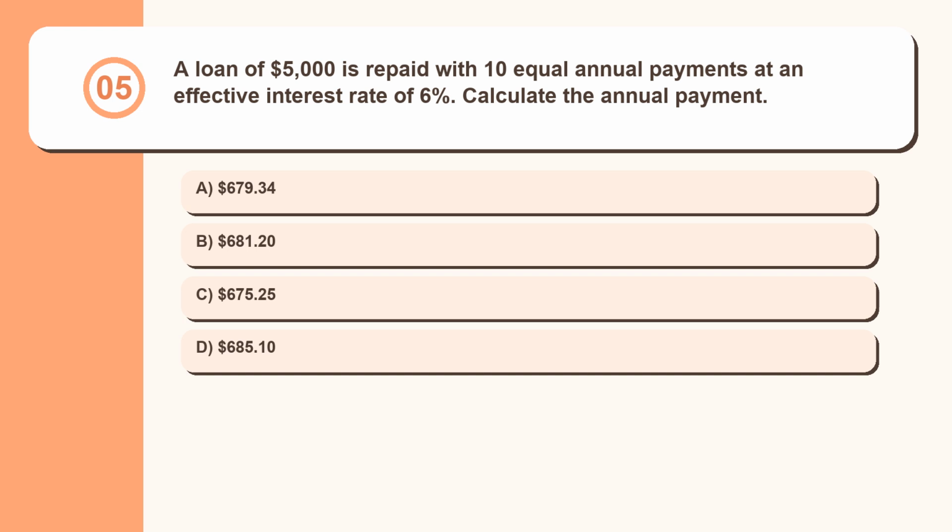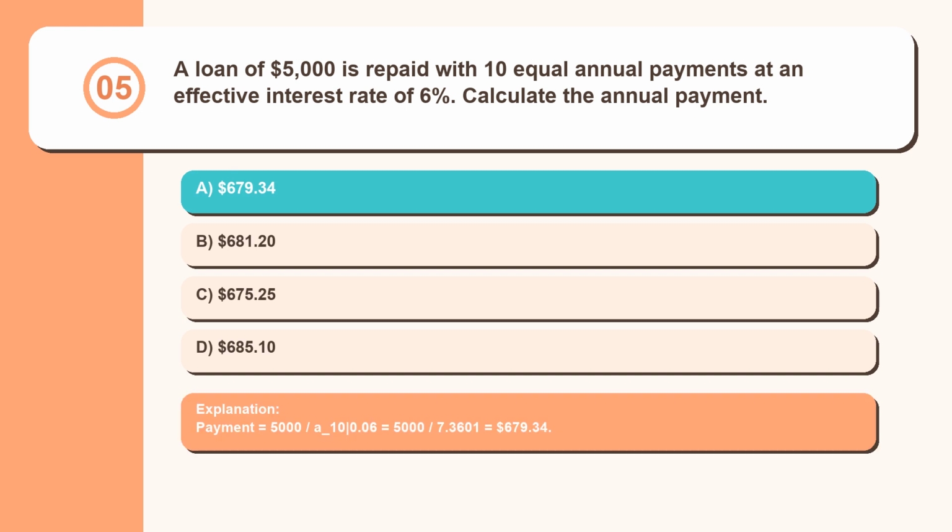Question 5. A loan of $5,000 is repaid with 10 equal annual payments at an effective interest rate of 6%. Calculate the annual payment. $679.34, $681.20, $675.25, $685.10. Payment equals 5,000 divided by a-angle-10 at 0.06, equals 5,000/7.3601, equals $679.34.